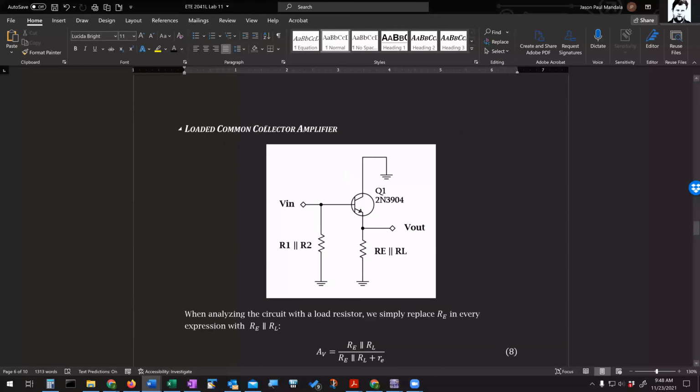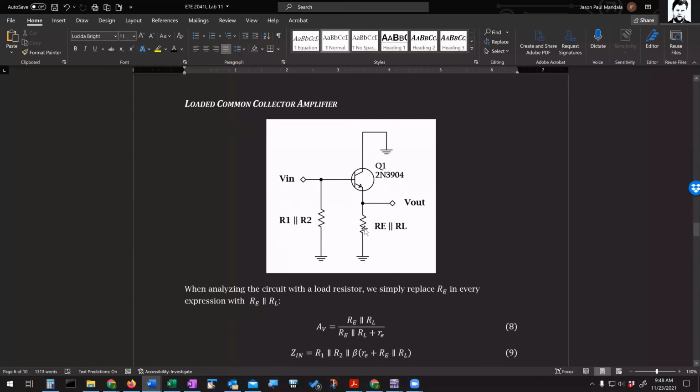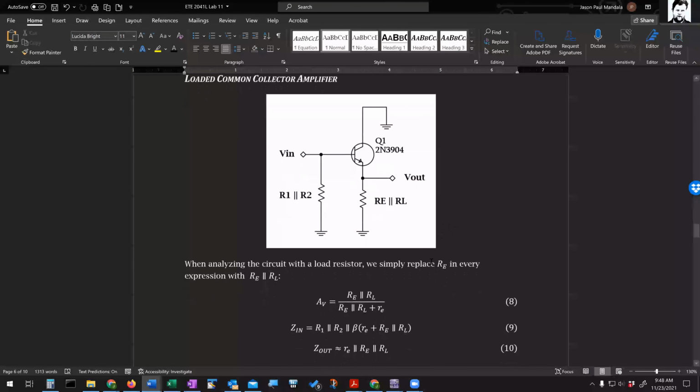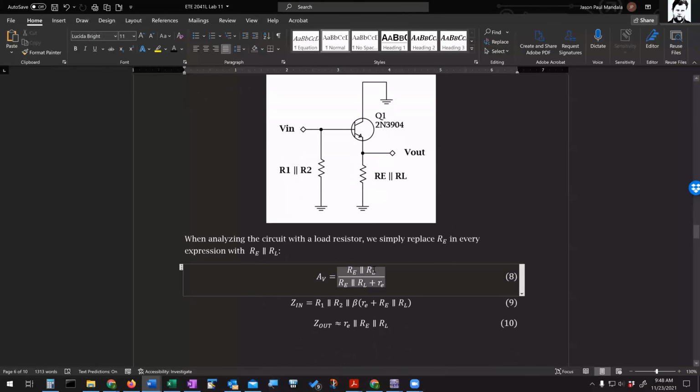All right, so if you actually connected a load to it, then that load would be connected basically over here, right? The load would be connected to the output terminal to ground. So anything you connect there would basically appear in parallel with capital RE there. So our voltage gain would change a little bit. It would be the parallel combination of that instead of just RE by itself. It would be the parallel combination of RE and RL divided by the parallel combination again plus little re.